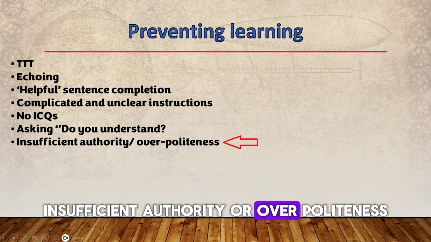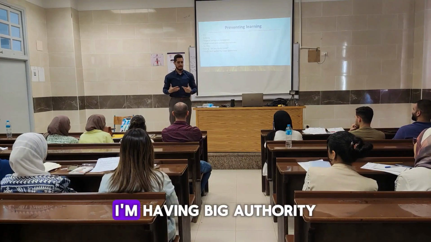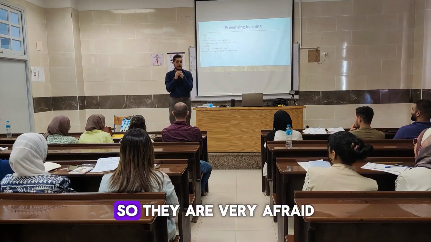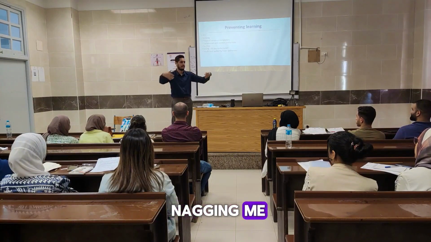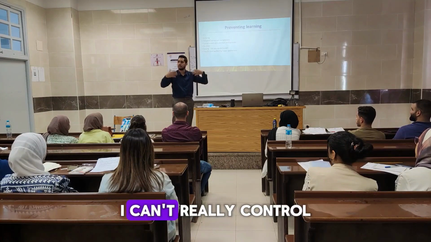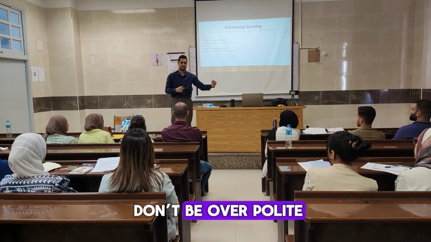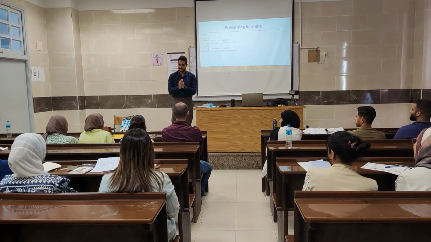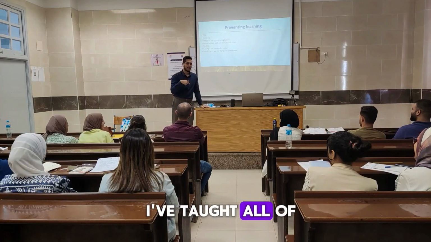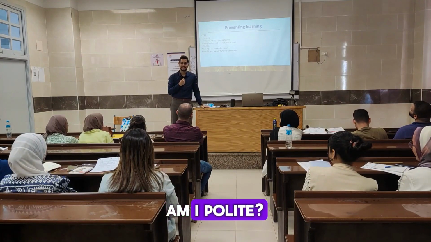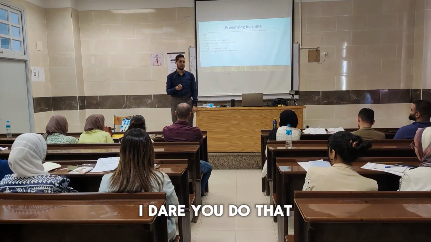Insufficient authority or over politeness. So I might be like, hey, shut up, sit down. I'm having big authority inside the classroom, so they are very afraid. Or I'm so polite that they are just nagging me and having this chaos inside the classroom. I can't really control them. So don't be authoritarian, don't be over polite. I mean, of course, we were not polite. Guys, am I polite in the session? I've told all of you. When I enter the lecture, am I polite? I mean, like, can you talk when I'm talking? I did. Do that.